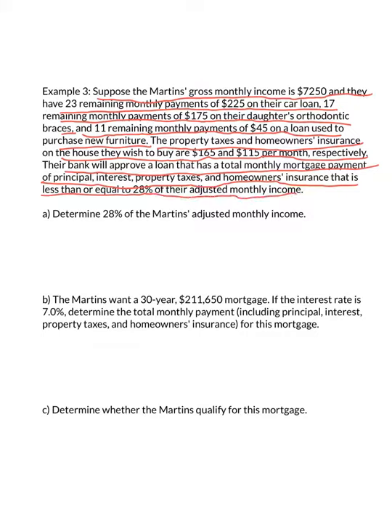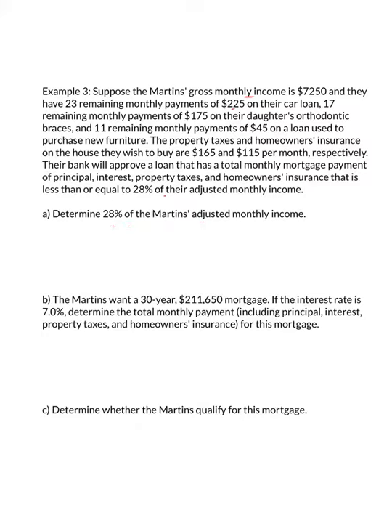Part A, determine 28% of the Martins' adjusted monthly income. I know it's a very wordy question, but it's not as bad as it looks. It's just about understanding what they're really asking of us. Most states, and most counties within each state, use what's called the 28% rule, where for whatever reason, financial advisors have decided that we can afford to spend 28% of our adjusted gross income on a house payment.